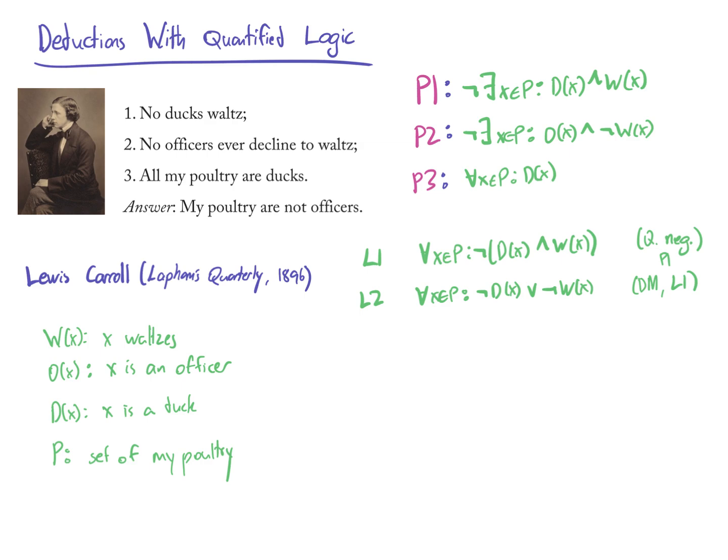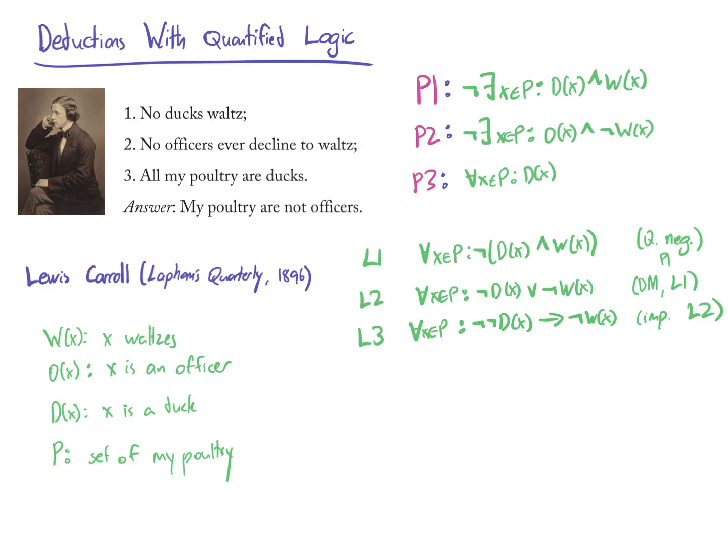Now I'm going to turn this into an implication. So I'm going to get for all x in P. So what I'm going to do is I'm going to use the implication rule backwards, and I'm going to get not D of x implies not W of x. So this is implication with line 2.